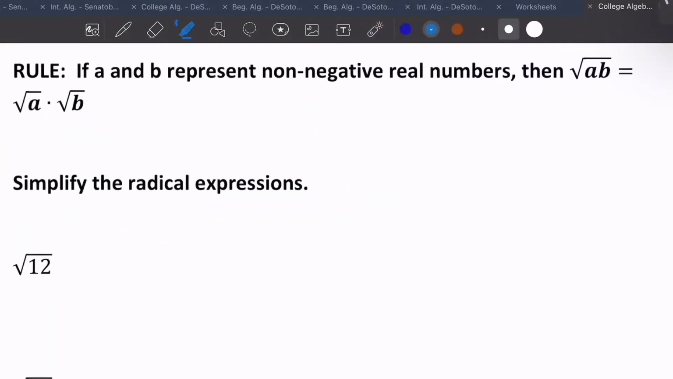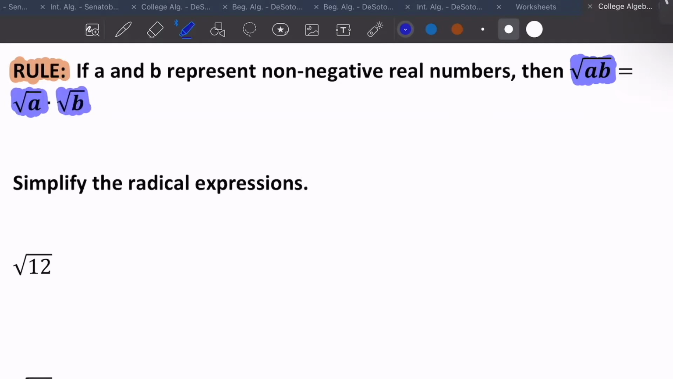Here's another rule. If A and B represent non-negative real numbers, so that just means that they're positive numbers, then the square root of A times B equals the square root of A times the square root of B. So all this is saying is, if you give me a square root or any kind of root, and I'm multiplying two numbers under that square root, then I can break it up into one thing multiplied by the other thing. That's all.